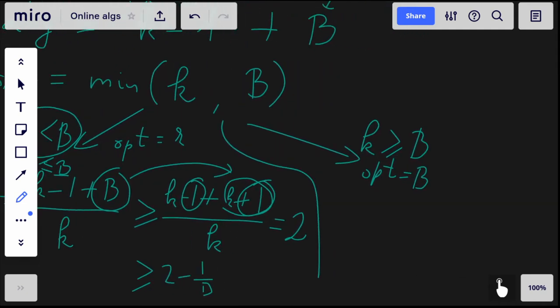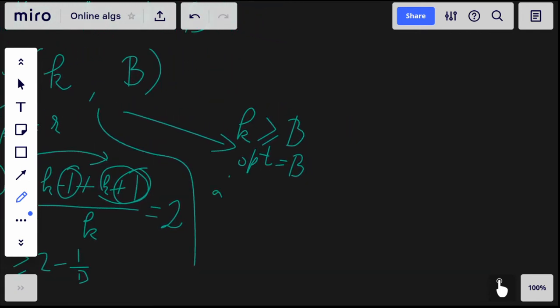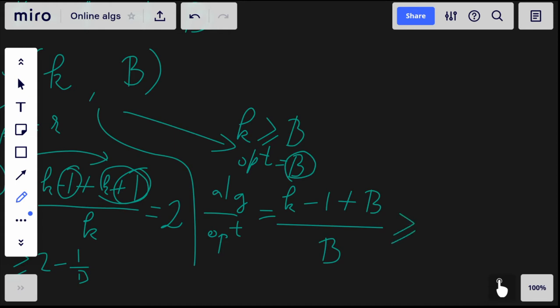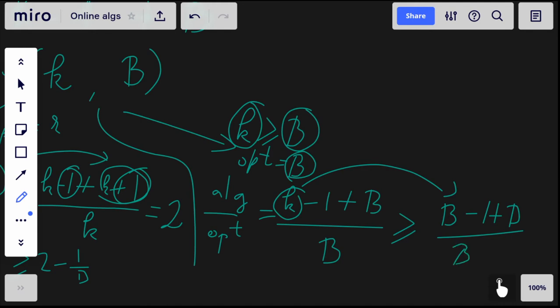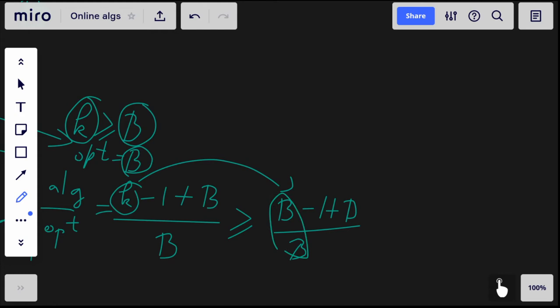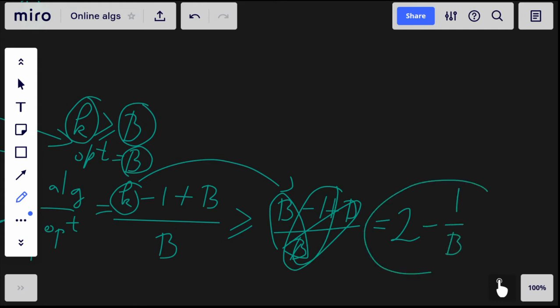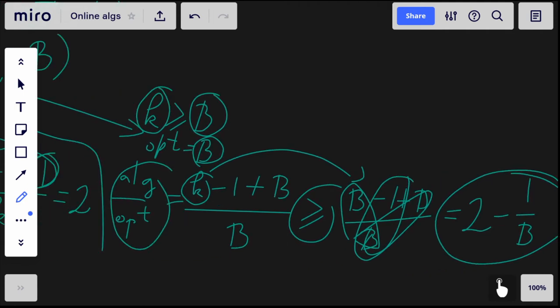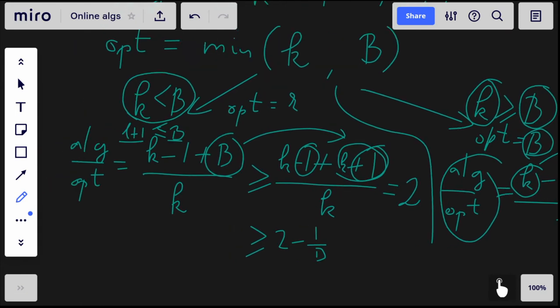Now for the other case, there will be a difference. So the algorithm divided by the optimum, remember this is the ratio we are calculating all the time during the whole semester. So it's again K minus 1 plus B, but the optimum in this case is just B, right? And again, if I want to lower bound this and I know that K is at least as large as B, then I can change this K into a B divided by B, and now I have a ratio. This is simply 2 and that is minus 1 over B. So in both cases the ratio for this particular input is at least 2 minus 1 over B.